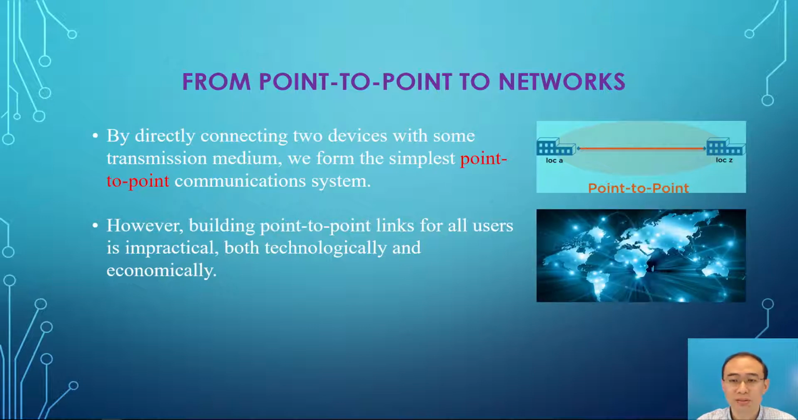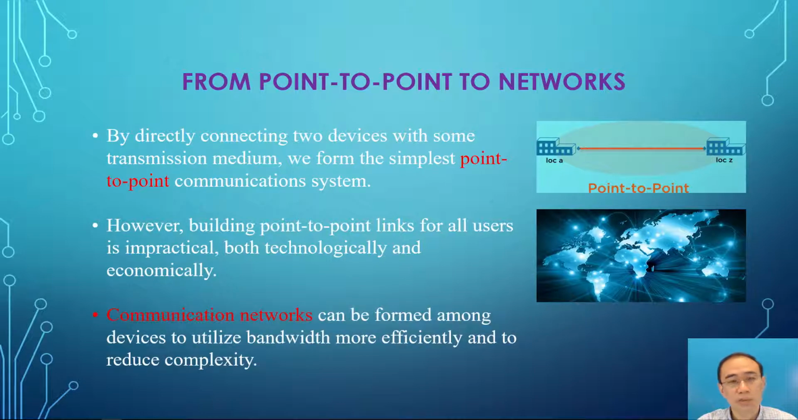Consider the example there. We have 1 million users in US and 1 million users in Europe. If we want to build point-to-point links between all those 2 million users, you can calculate how many links we need. In fact, we need 1 million times 1 million links, which is normally not very practical.